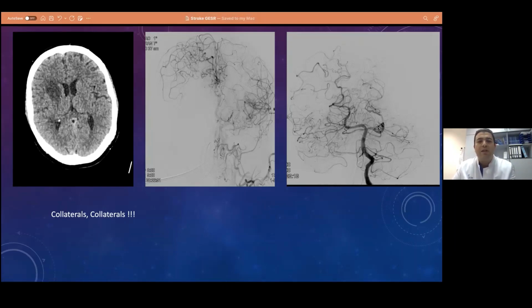And at this point, I decided not to do intracranial stenting, because the patient already has an infarct, and I don't think it's going to get worse. It's already bad, so I didn't do it.